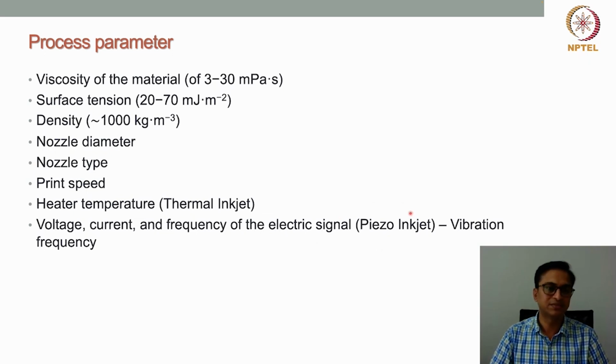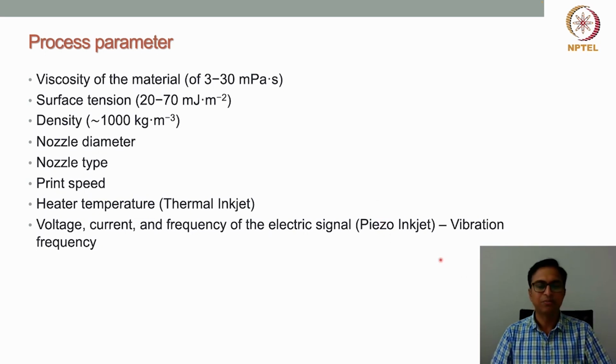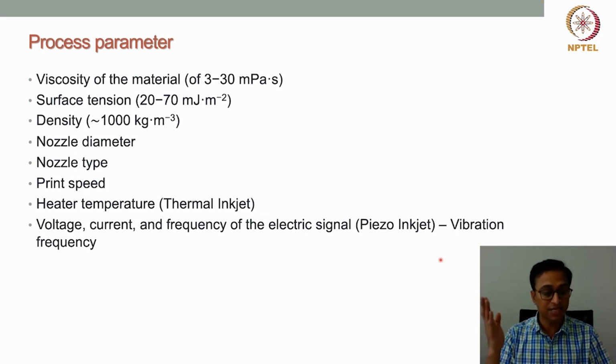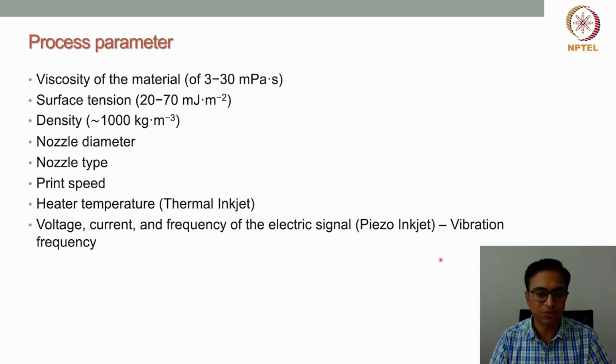Similarly, for piezo inkjet bioprinting, the signal for generating droplets, like the voltage, current, and frequency of the electric signal, is very important. In other words, the vibrational frequency of the piezo material is very important, because it has been observed that if the vibration frequency is very high, suppose in the range of 15 to 25 kilopascal, then it is detrimental for cells, right? Below that it is fine. So that's what we have to control: the frequency of this vibration. So these are the process parameters.